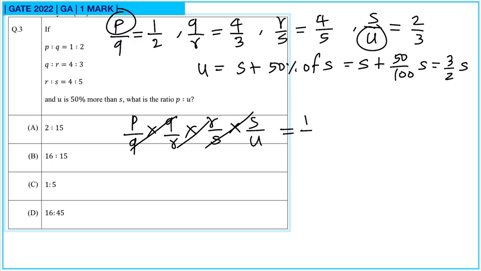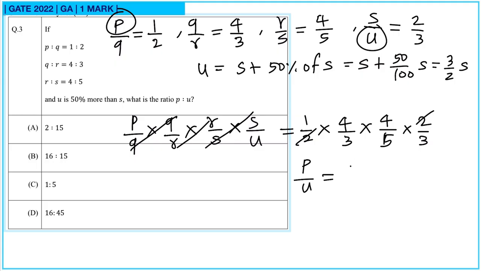On the right hand side, 1 by 2 into 4 by 3 into 4 by 5 into 2 by 3. So P by U is equal to, this 2 and 2 will cancel out, 4 into 4 is 16 and 9 into 5 is 45. So 16 by 45, that means option D is correct.